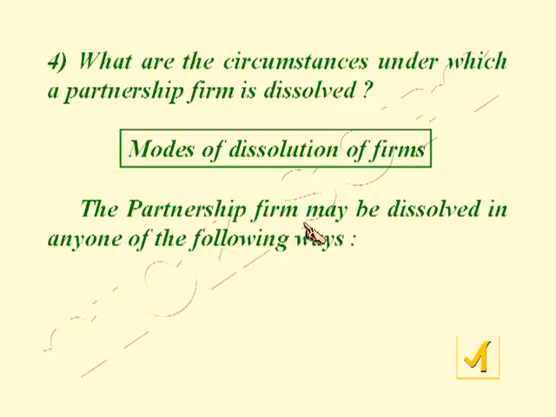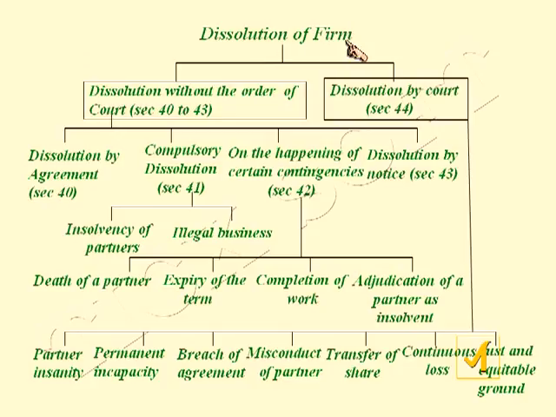The partnership firm may be dissolved in any one of the following ways. Dissolution of firm has basically two classifications. One is dissolution without the order of court, sections 40-43 of the Indian Partnership Act 1932. The second classification is dissolution by court. With the order of court we can dissolve the business, that is section 44.